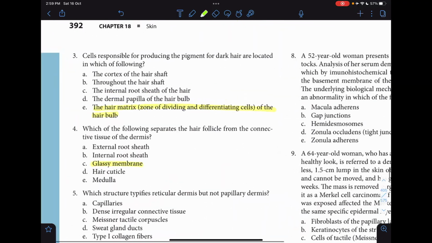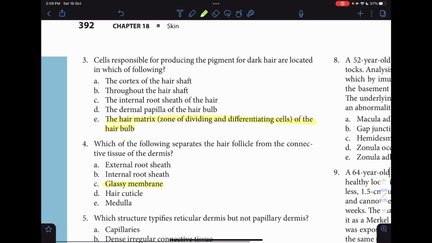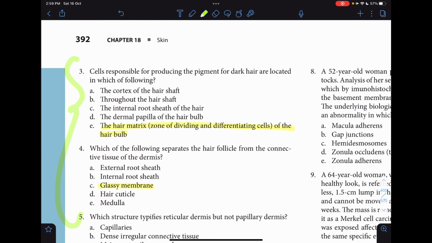But let's see here, we have two quick questions in the book, 3 and 4, which relate to what we explained after the video. The first question, I have already put the answer. The first question says cells responsible for producing the pigment for dark hair are located in which of the following. We know it is the matrix, because there is melanin accumulation which happens in the matrix. Then the next question is which of the following separates the hair follicle from the connective tissue of the dermis. The glassy membrane, if you remember, which is the basement membrane that separates the hair follicle from the dermis.